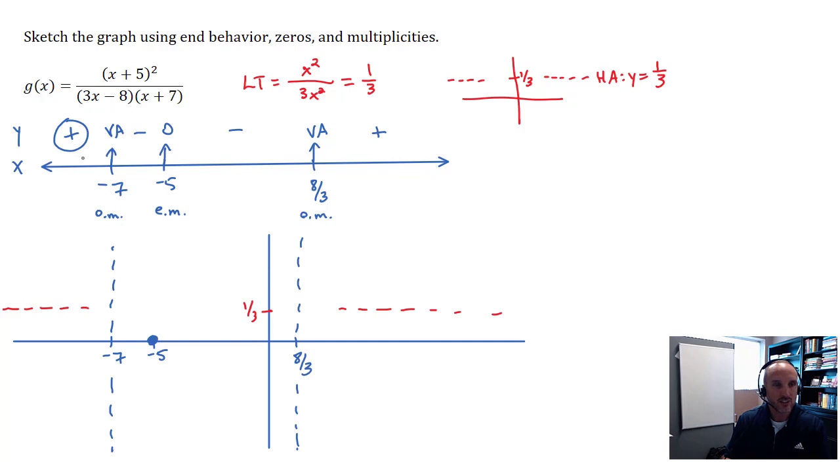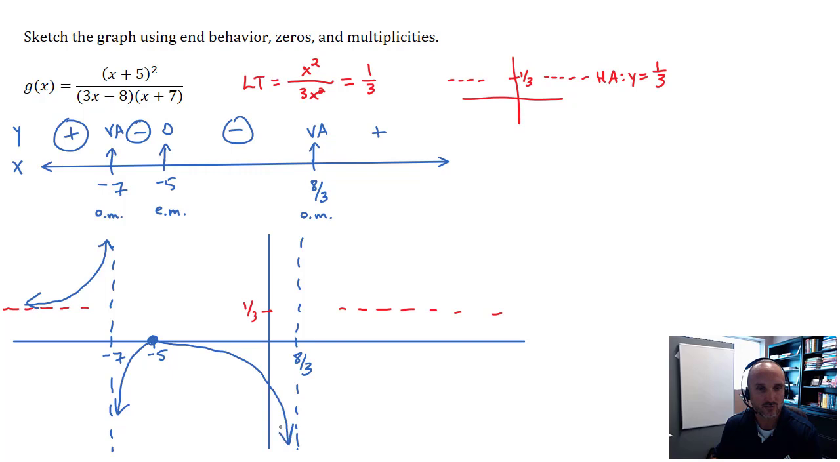To the left of negative 7, my outputs are above the x-axis. I have to approach both asymptotes and stay above the x-axis, so I have no choice but to do something like this. Between negative 7 and negative 5, I have to stay below the x-axis, so I'll deflect to negative infinity as I get close to the vertical asymptote. Between negative 5 and 8/3, I'm below the x-axis, so I have to approach my asymptote towards negative infinity. And to the right of 8/3, I'm above the x-axis, and I have to approach both asymptotes, so my graph's going to do this sort of thing.